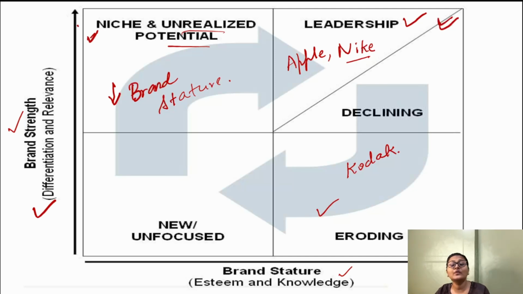So the overall flow of the arrows shows how brands can evolve over a period of time. They can go from being new and unfocused to eroding, or they can move towards leadership through strategic growth and through strategic differentiation in the market space. Right, so this was all about the brand asset valuator model through the power grid method.